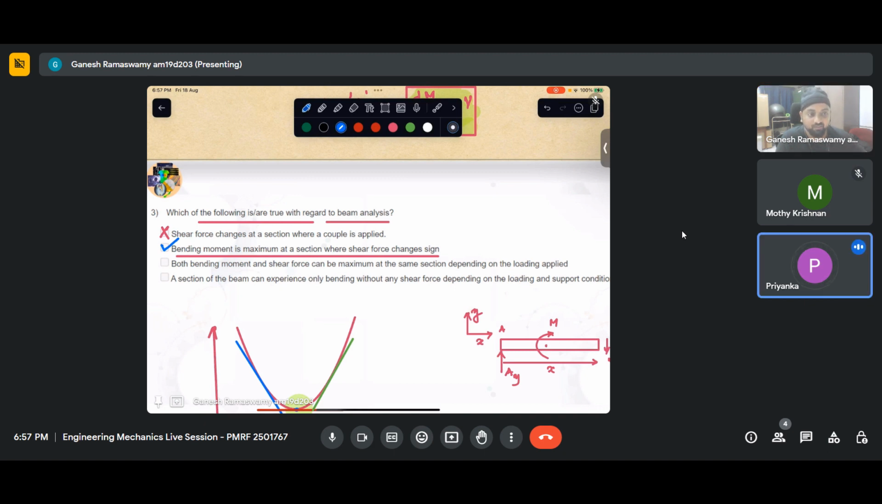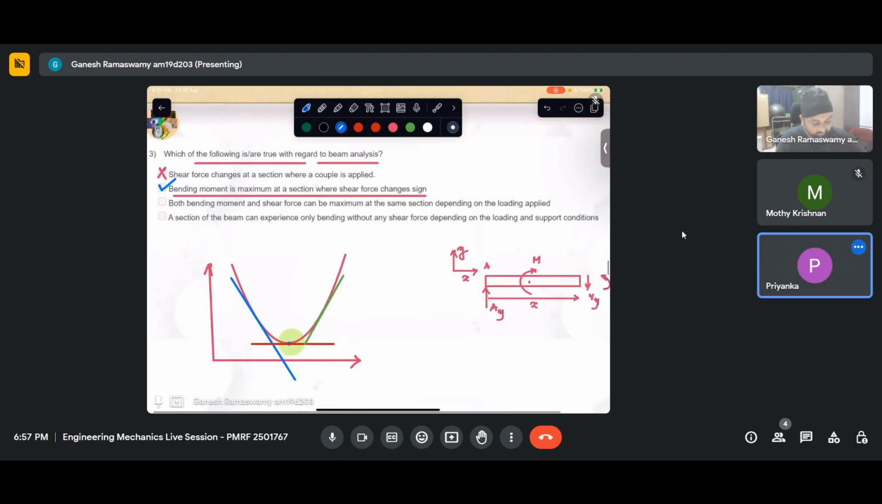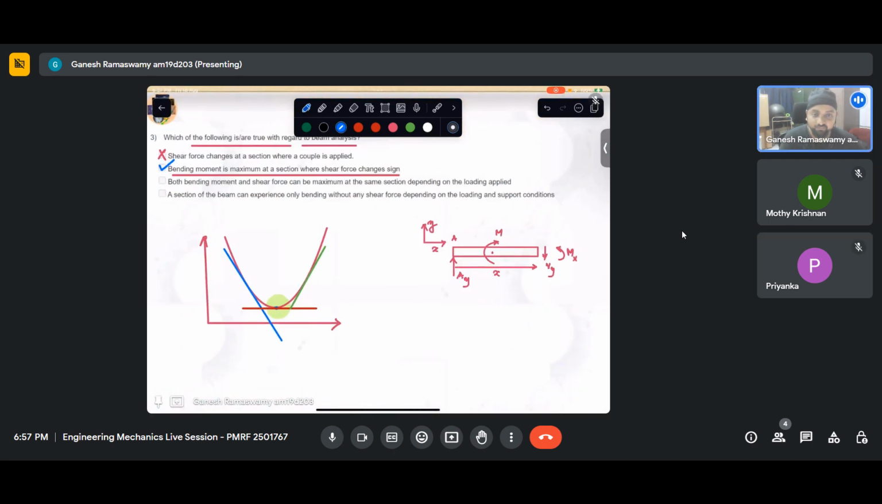Yes. For example, if we have a cantilever beam supported at the end, with some general loading applied, and it is embedded like that, essentially we'll be able to see that shear force and bending moment both will be maximum at the fixed end, at the clamped end. So this is possible. Yes.